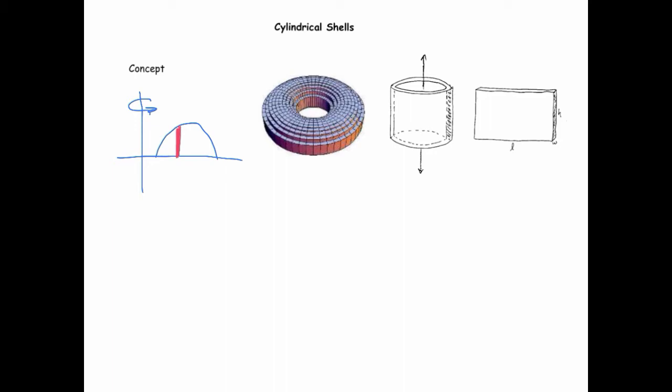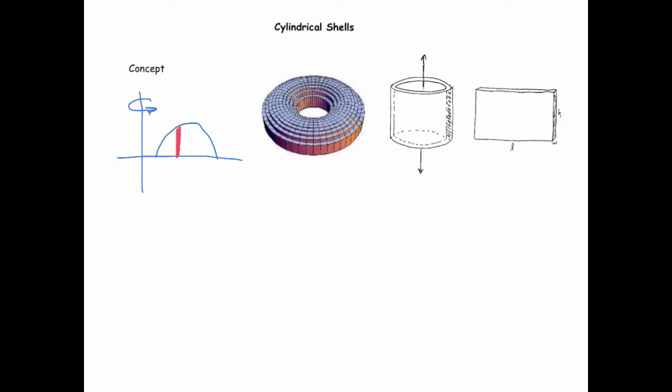It's not a washer. I know it looks like a washer, because a washer is basically a disc with a hole in the middle, and the disc method is always going to occur when you're rotating a rectangle that's perpendicular to the axis of rotation.